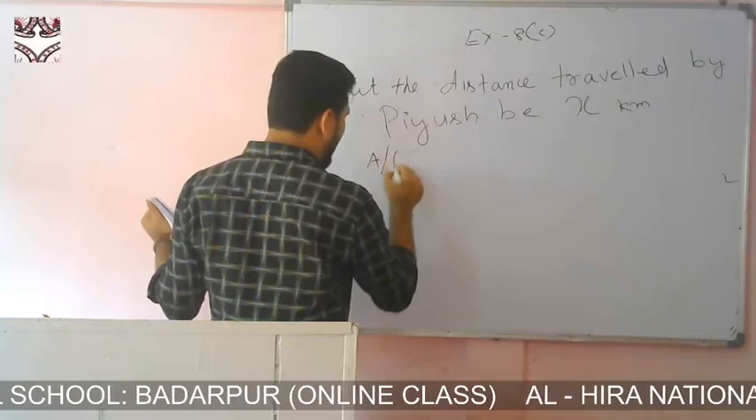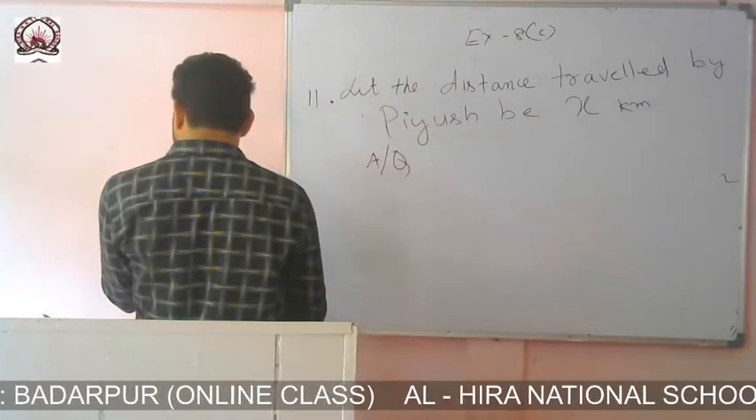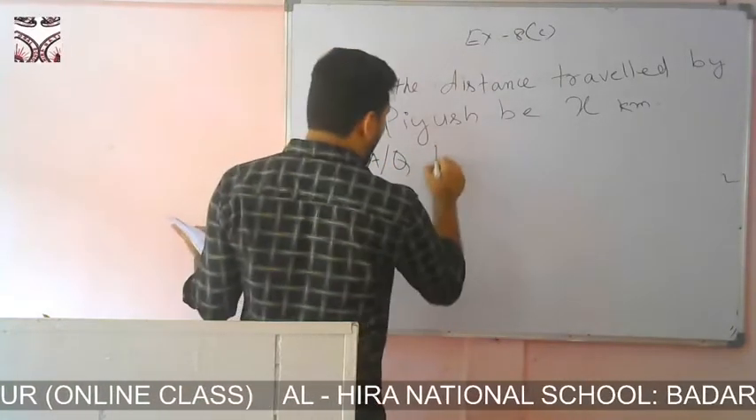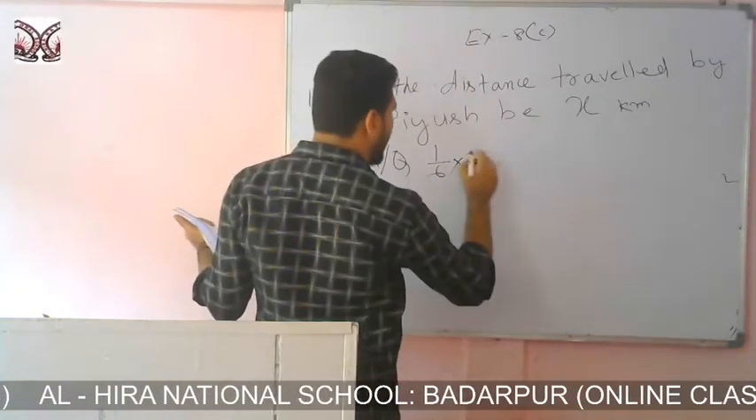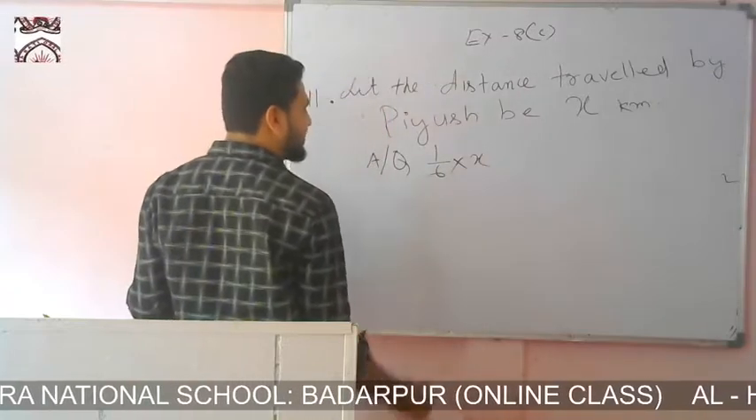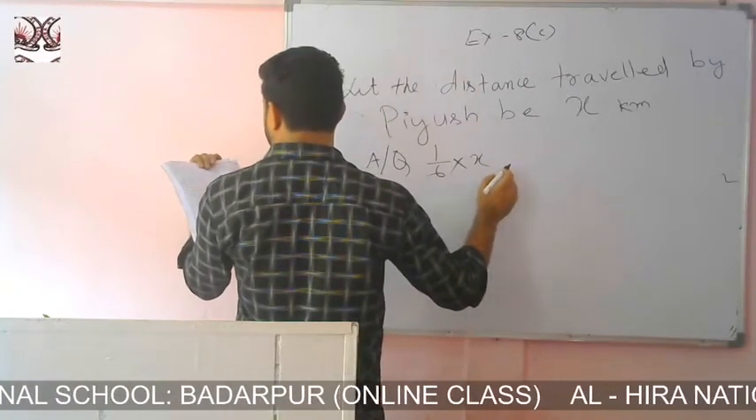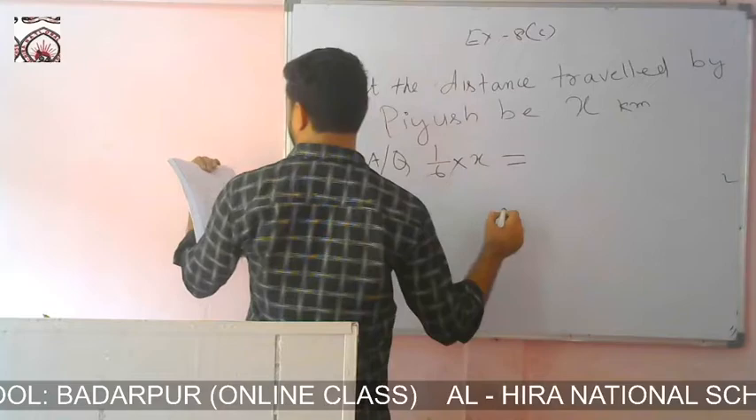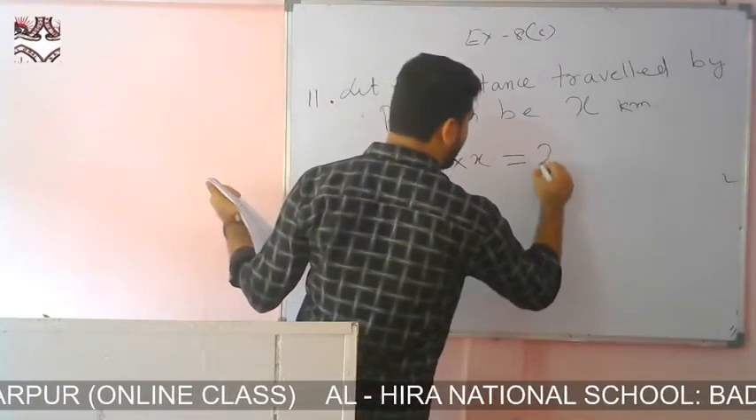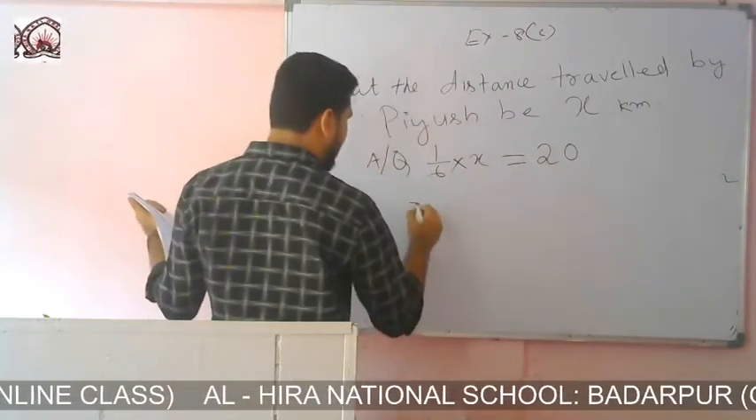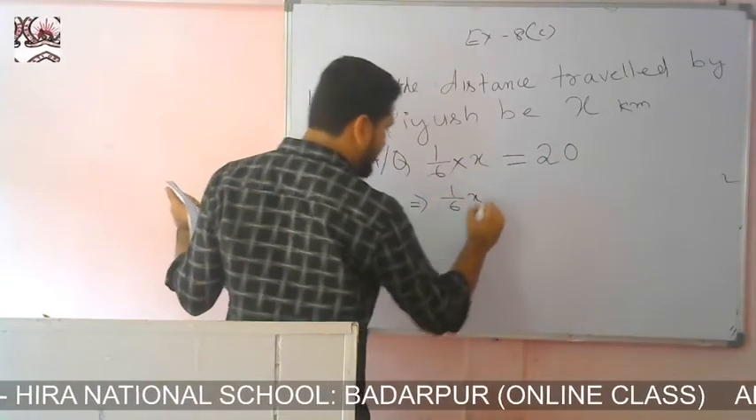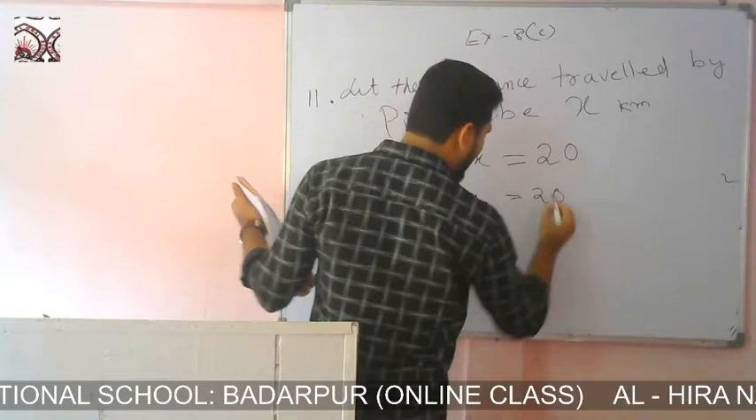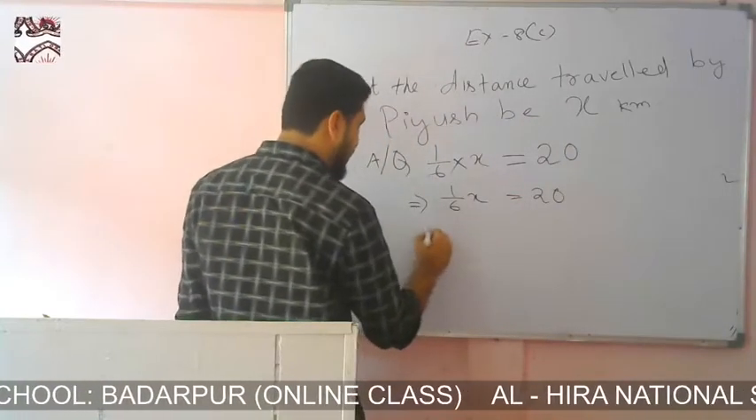Now write according to question. 1/6 of the distance. 1/6 of means what? Into, that means multiplication of the distance. Distance we do know. We let it x. 1/6 of the distance traveled by Piyush is what? 20 kilometers. Okay. Then we can write what? 1/6 x equals to what? 20. So write which is the required equation.